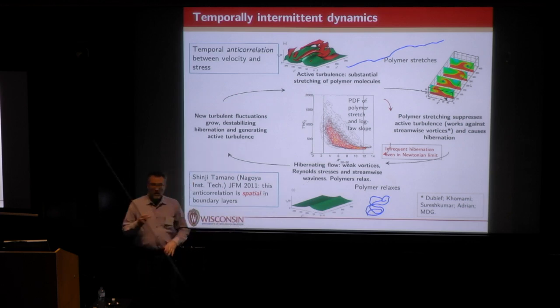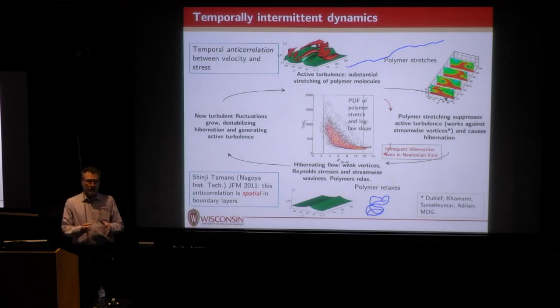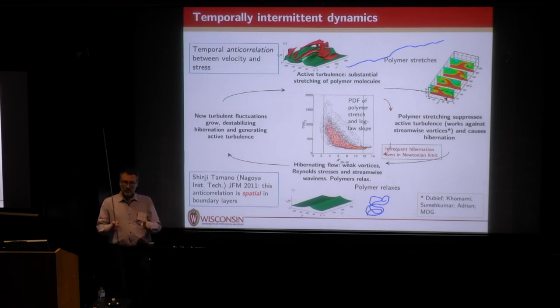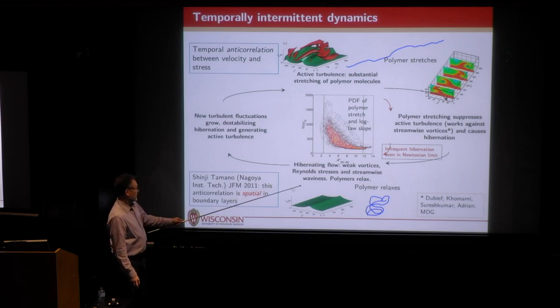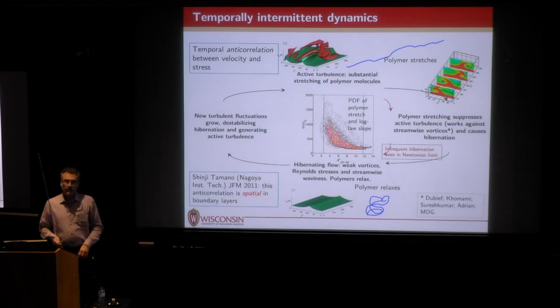In this case, the polymers relax. They're being very weakly perturbed by the flow. The main effect of the flow here is the mean shear. The vortices have a very weak effect. Eventually, these states go back to the active case, and you cycle stochastically through here.